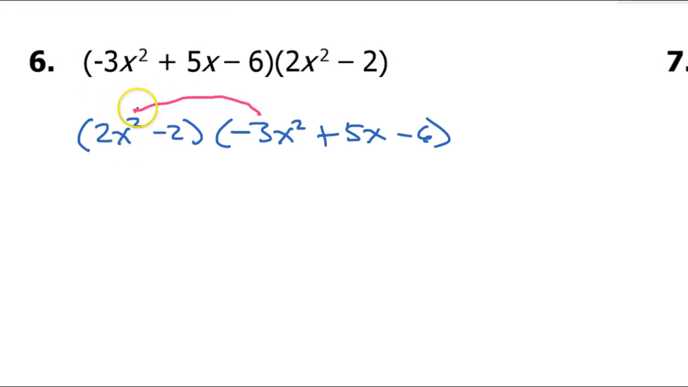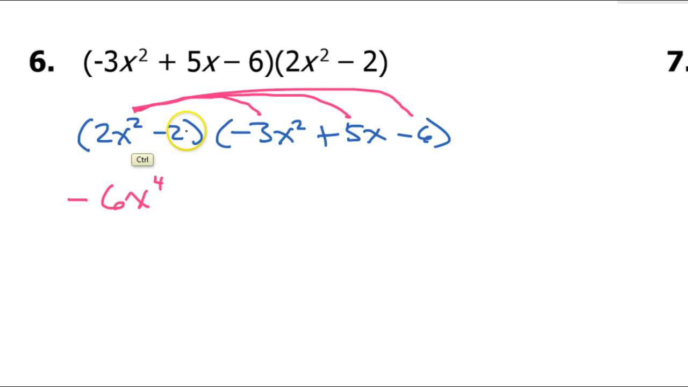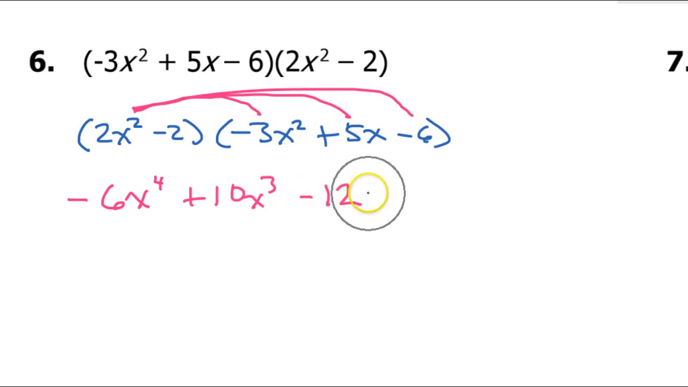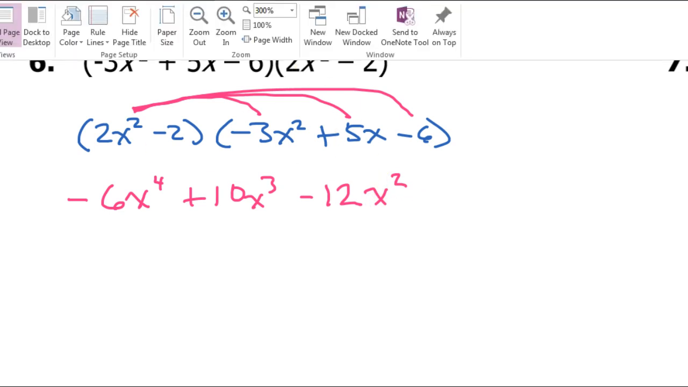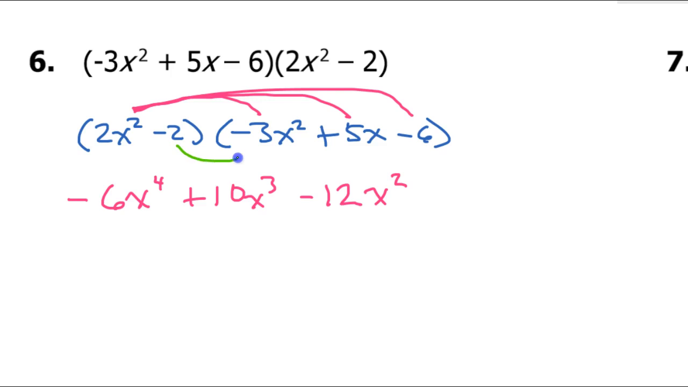So first, I'm going to distribute the 2x squared. So 2x squared times negative 3x squared is going to be negative 6x to the 4th power. So yeah, x squared times x squared is x to the 4th. Okay, 2x squared times 5x is going to be 10x to the 3rd power. And then 2x squared times negative 6 is going to make negative 12x squared. Okay, so now I need to distribute the negative 2.